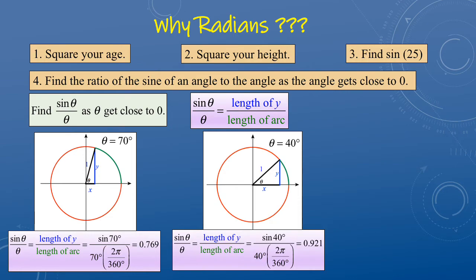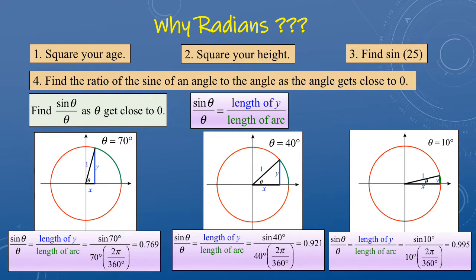When theta is equal to 40 degrees, the picture shows that the ratio of the length of y to the length of the arc is closer to 1. And when we do the sine of 40 over 40 degrees in radians, we end up getting 0.921.